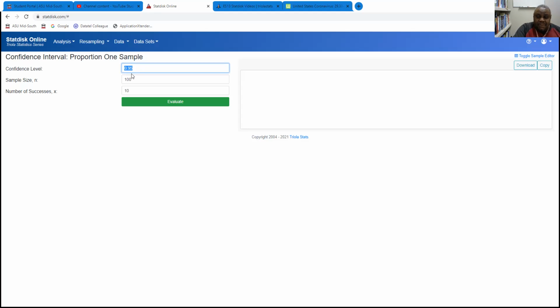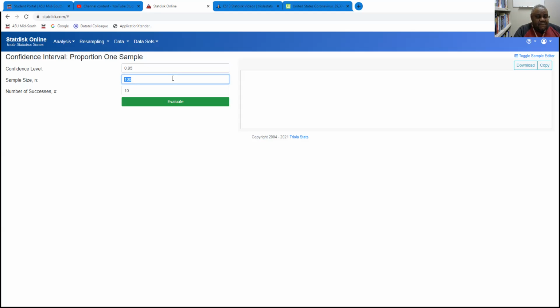So 95% will be 0.95 as a decimal. Now, if it says 90%, you have to enter 0.90. Or if it says 99%, you have to enter 0.99. Whatever the confidence level that they give you, that's what you need to enter in this space. Then tab down to the sample size, which is N.